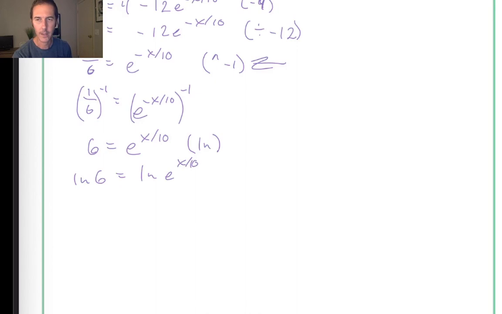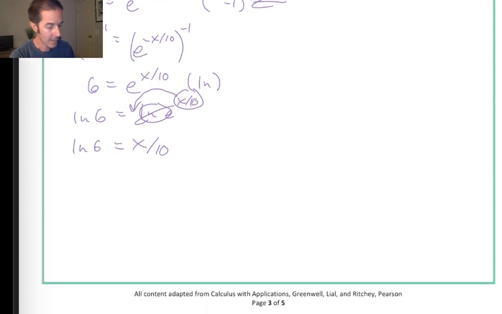The natural log and the e kind of cancel each other out because the reverse power rule for logs says I can bring this down here and the natural log of e is equal to 1, so it goes away, leaving us just with x over 10. In order to isolate x, all we have to do is multiply both sides by 10, and we got ourselves an answer, an exact answer.